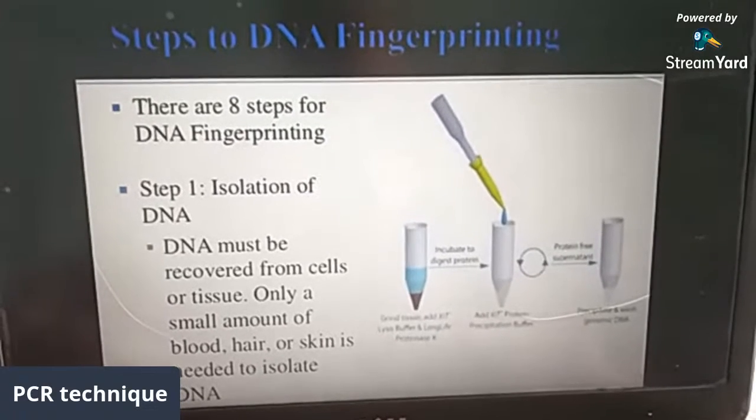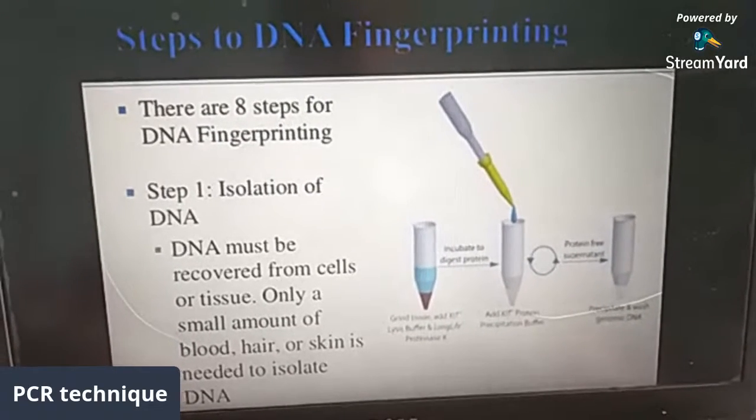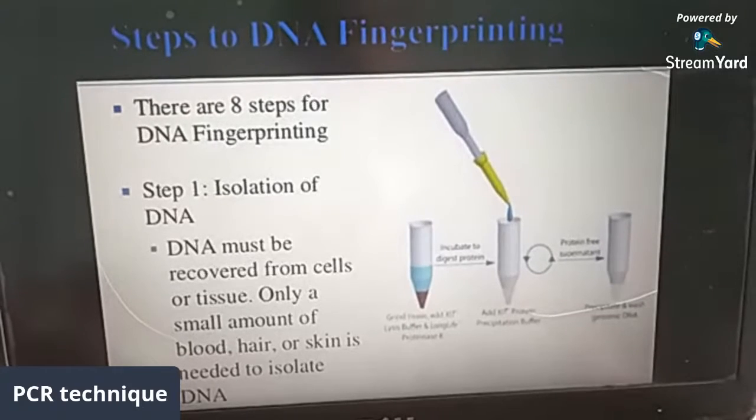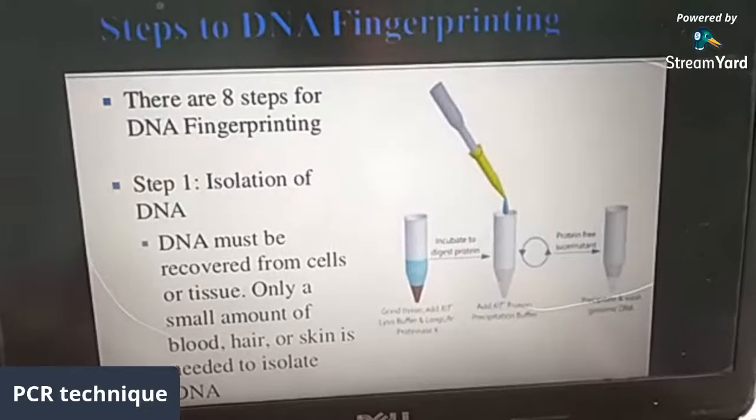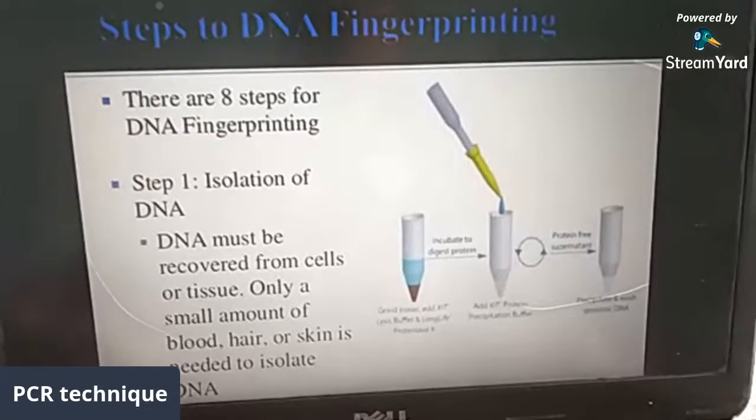These steps are very important for your exam. So please go through it properly, because this question is very important for your 3 to 5 marks question.